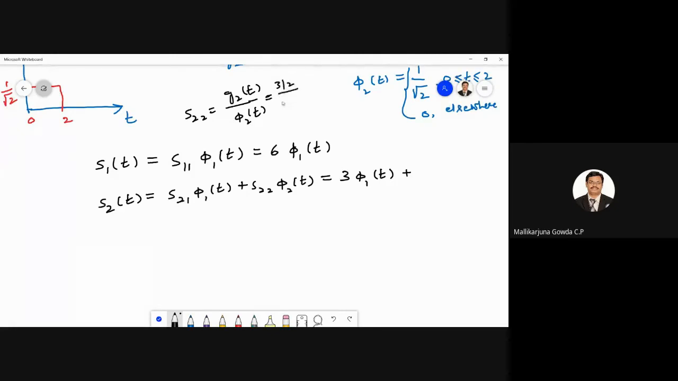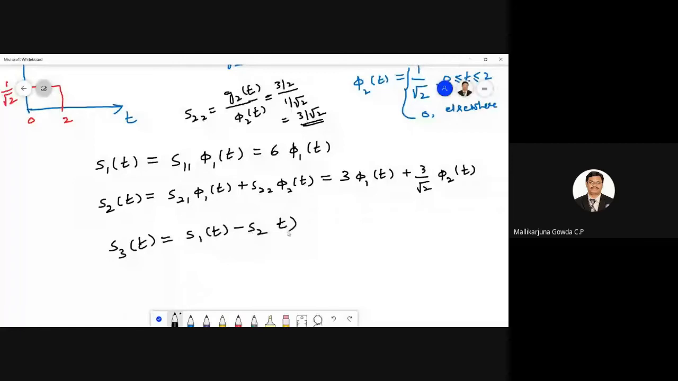And pi 2 of t is 1 by root 2. So with that, I can say S22 is equal to 3 by root 2. Is that fine? So with that, I can write here 3 by root 2 into pi 2 of t. Okay. And I know what S3 of t is, right? So S3 of t, I said, it is S1 of t minus S2 of t.